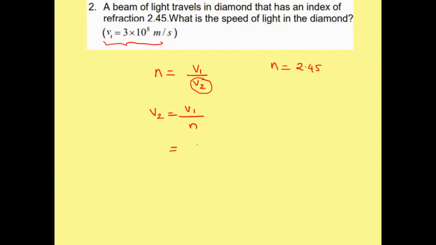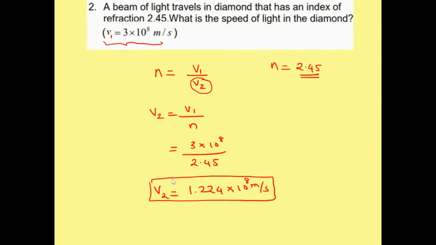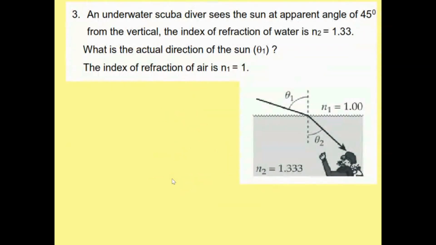So now I'm going to substitute the values here. v1 takes the value of 3 multiply 10 power 8 over the refractive index of the medium, which is 2.45. If you divide 3 multiply 10 power 8 by 2.45, we will get the answer for the speed of the light in the diamond medium. Clear? Okay. Let's see what the answer is. 3 multiply 10 power 8 over 2.45. I got the answer here as 1.224 multiplied with 10 power 8 meter per second. So this is the answer for the second question. Clear? Third question.